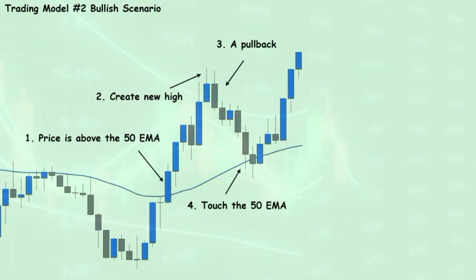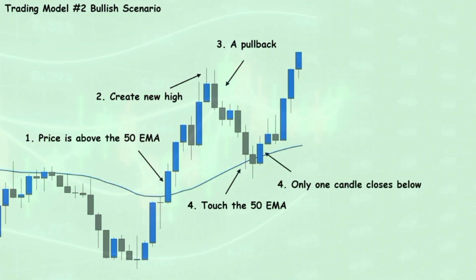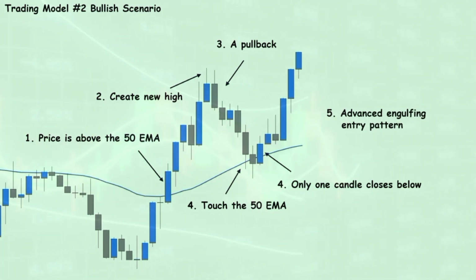Now, here is another extra rule. Once we get here, we want to see the price get rejected from the EMA. This rejection can be by wicks, or we can see only one candle that closes below the 50 EMA. The price must immediately get back inside the range. If that does not happen, then it will be an invalid trade. After getting this kind of pullback, we can place the trade based on the engulfing candlestick pattern we previously discussed.